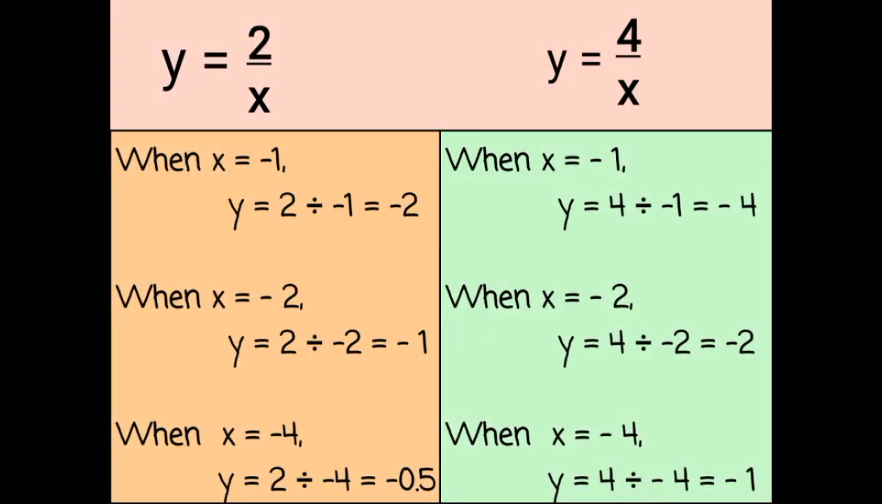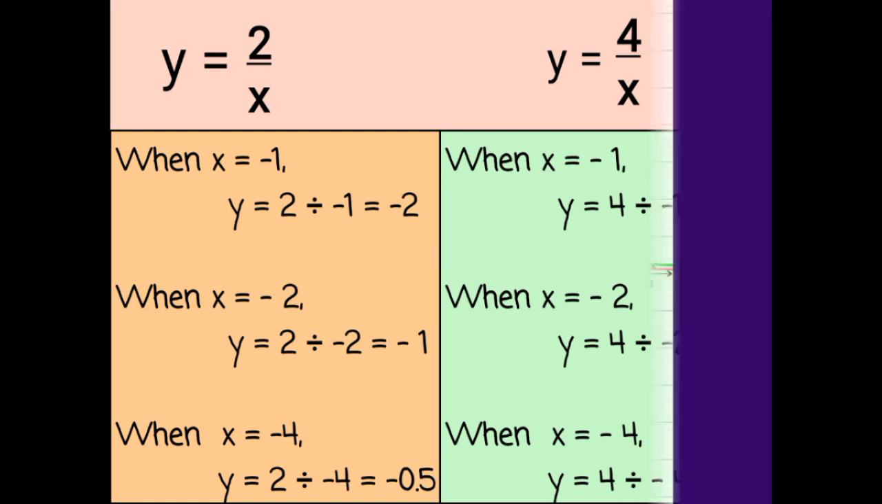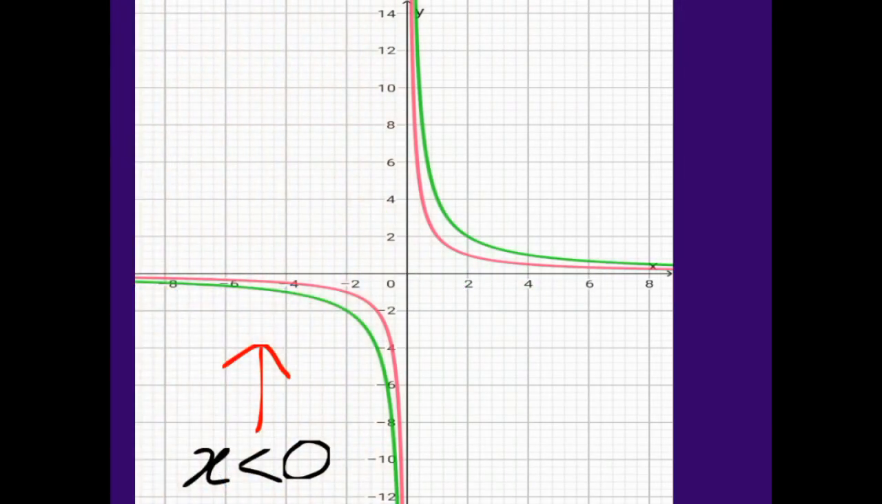So, you can see for all the negative values of x, the y values for the graph y equals 2 over x are greater than those for y equals 4 over x. And hence, for this quadrant where x is less than 0, for any values of x, 4 over x is less than 2 over x.